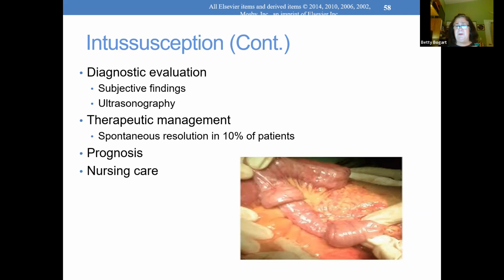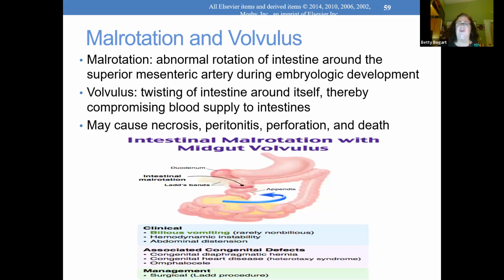But about 10% of them need to go to have surgery and have that piece of intestines taken out because it's so swollen. But the intussusception, you'll see the kid's going to be hurting so bad.